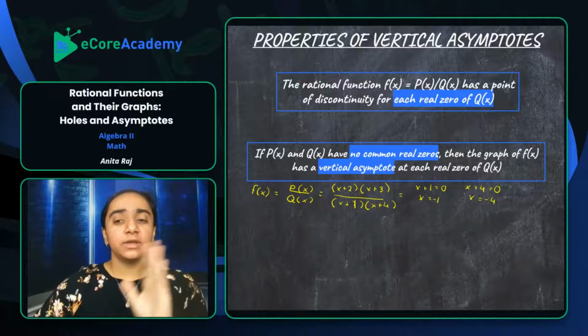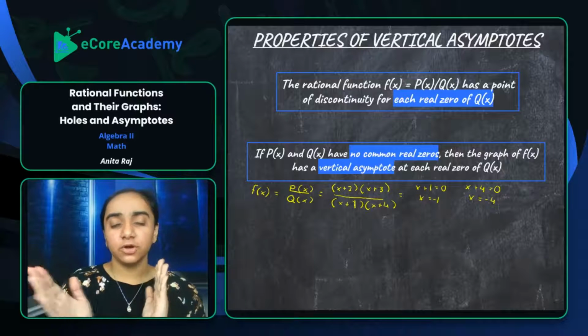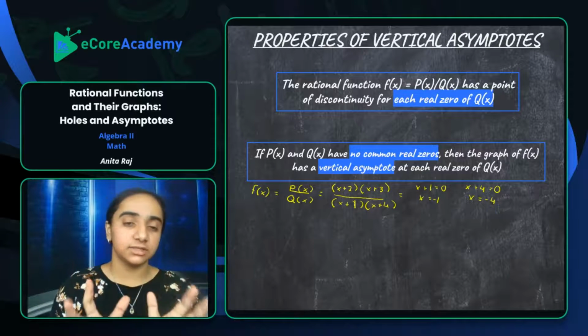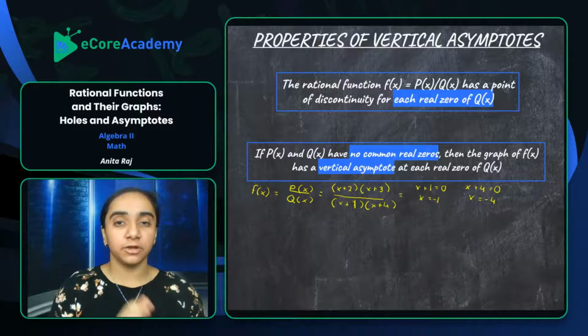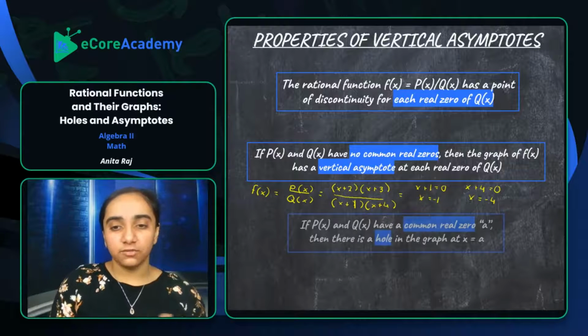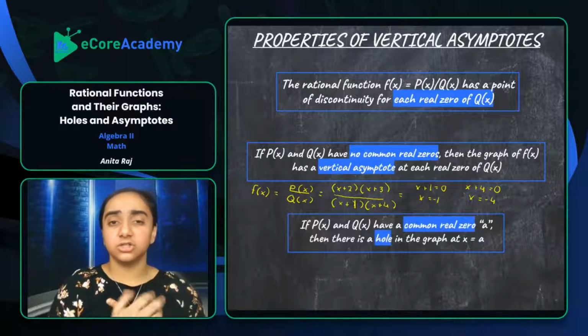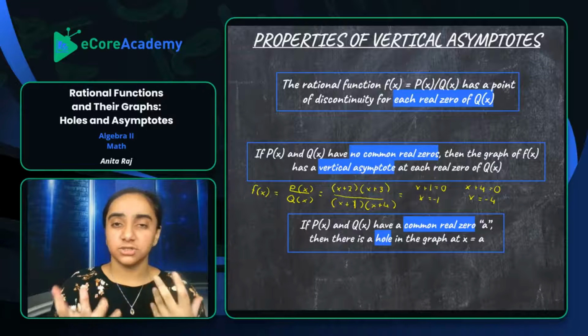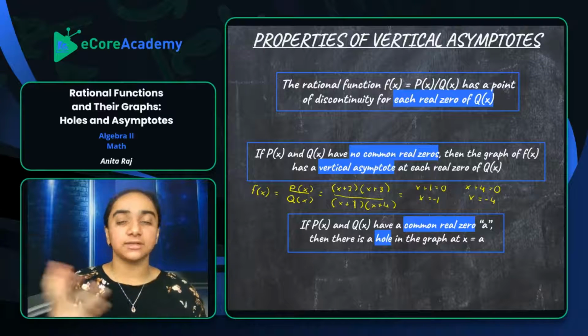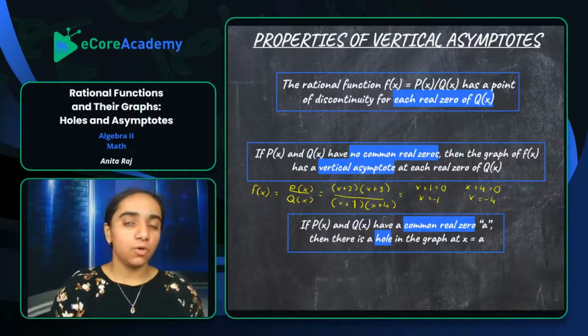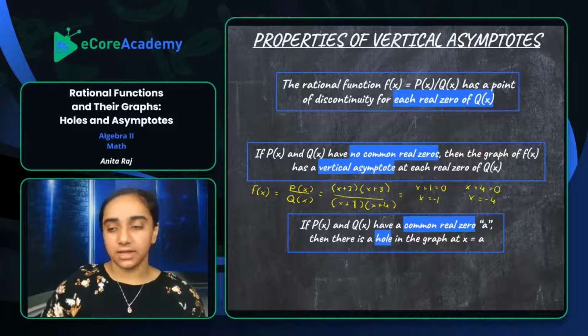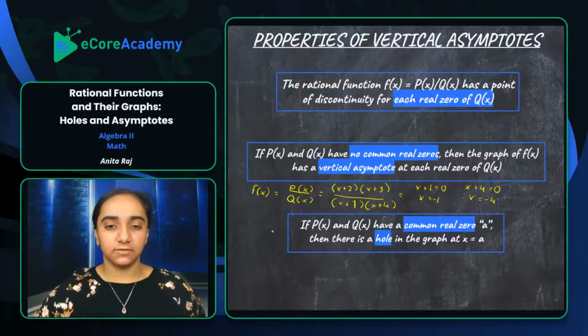So we have zeros there, but because there were no common factors, those zeros are discontinuities, and they're specifically going to be vertical asymptotes. On the flip side, if P of x and Q of x do have a common real zero, which we're just going to call point A, so x equals A, then there's going to be a hole in the graph at the point x equals A. And I'll give you another example that kind of highlights that.